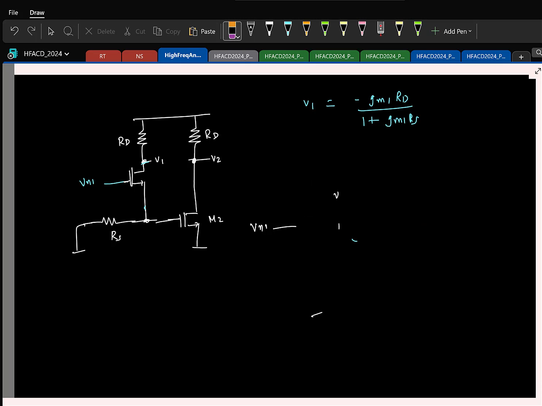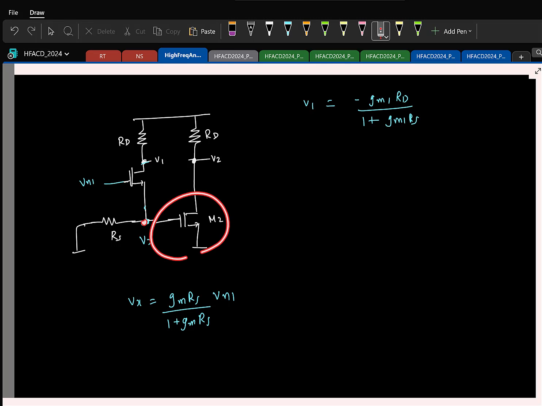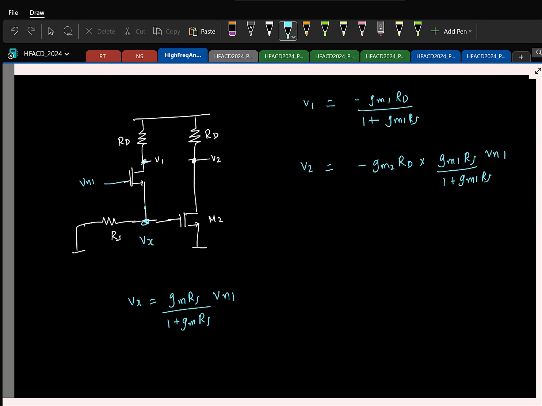Let me erase it. So what is this voltage, if I call it Vx? You guys know it's Gm Rs by 1 plus Gm Rs. And why am I finding that voltage now? This voltage times the intrinsic gain of this is V2. So what is V2? It's minus Gm2 into Rd times Gm1 Rs by 1 plus Gm1 Rs. Now my output is V1 minus V2. So what do you get?